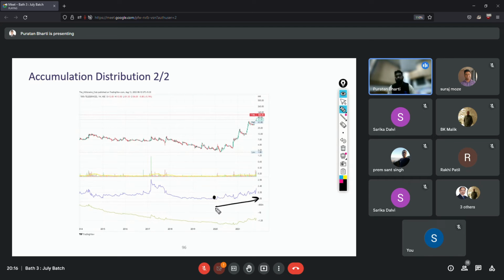If you compare this and this, I think the accumulation distribution line was still declining. And if you had picked up the stock based on this, possibly you would have seen more declines here. So I think if you combine OBV with accumulation distribution, it nullifies any volatile movement.